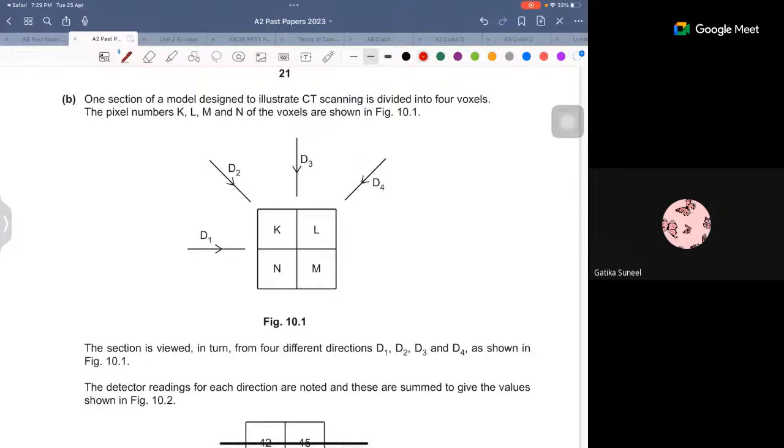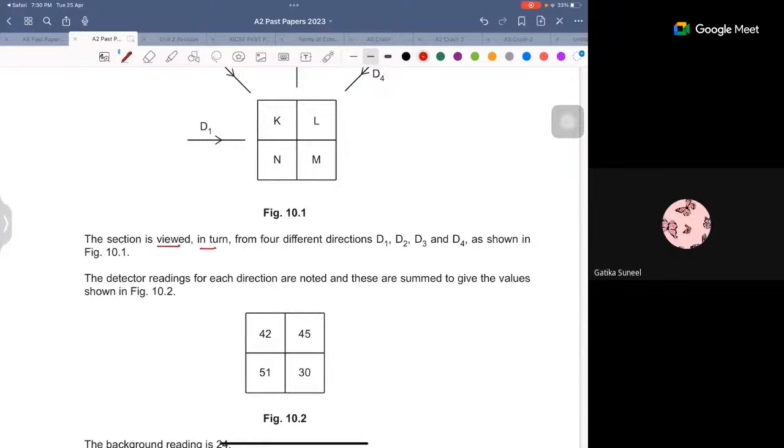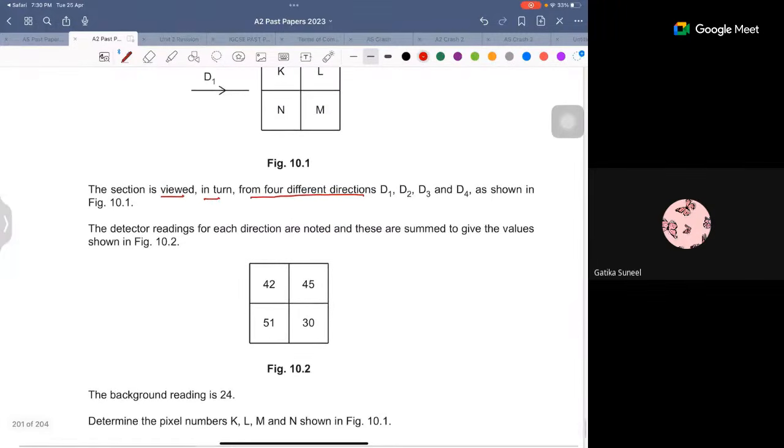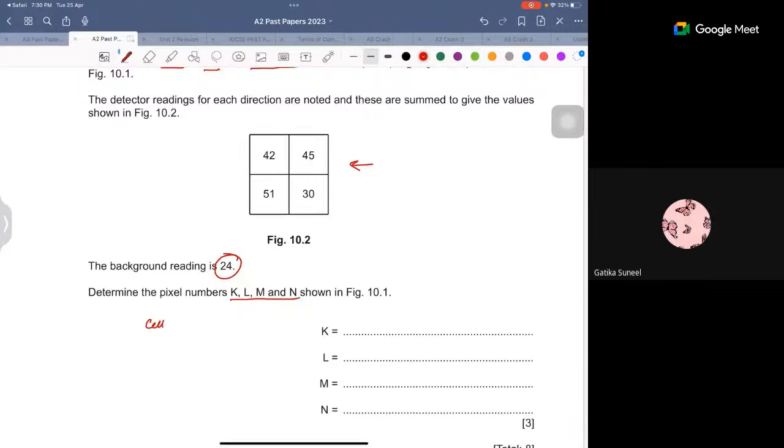Okay, this is easy. So first of all, they say that the section is viewed in turn from 4 different directions, and they've shown it to you. And they say that the detector reading for each direction is noted, and this sum is the value taken. Now, if this question comes, they will always give you a background reading. Obviously, you need to remember how to go back to the original section. So how will you go to the pixel numbers? I gave you a formula. Who's going to tell me that formula? Cell minus background divided by 3.